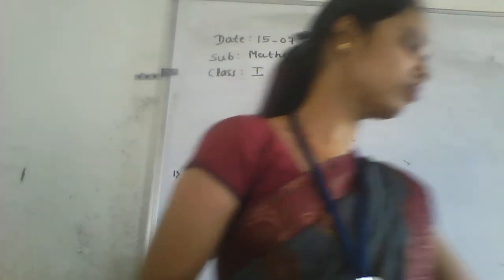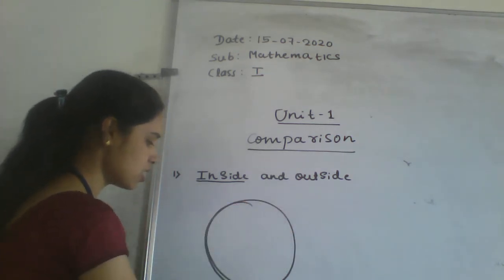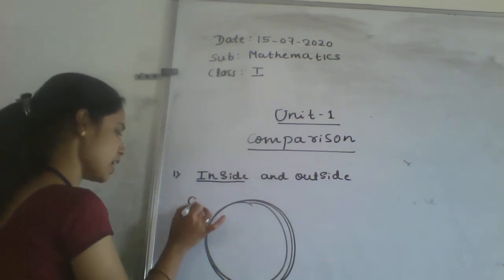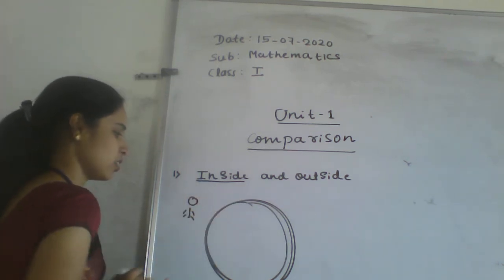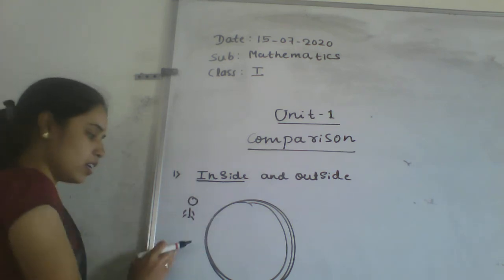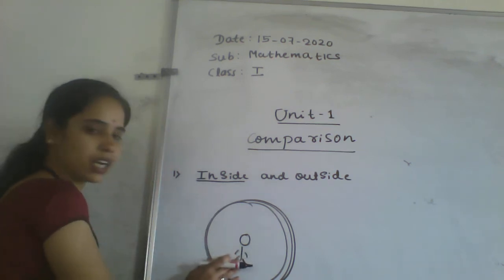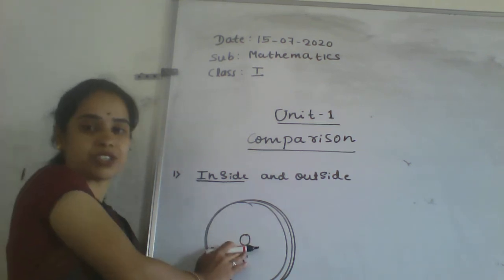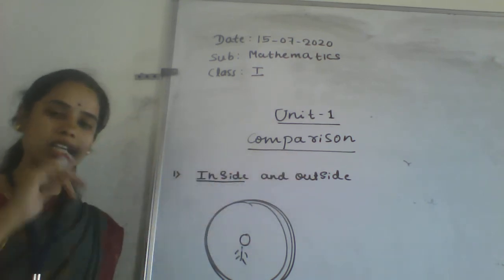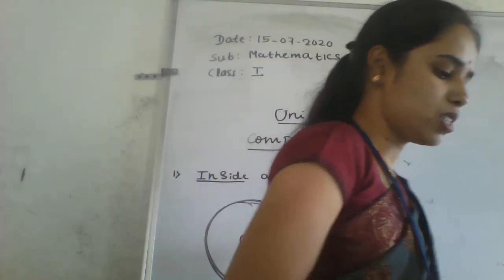See here. This is a circle, right? If a person is standing here, here in the sense outside the circle, right? If we enter here, what do we call where he is standing? Inside the circle. This is the differentiation between these two words, inside and outside. Next, another one I will take here. See here.